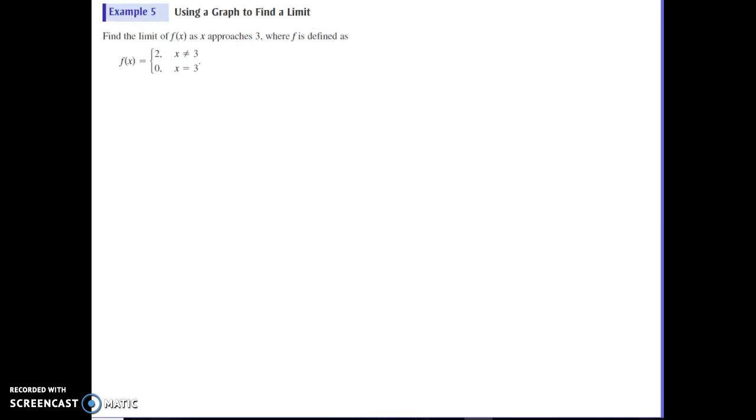Alright, now we're going to look at a graphical approach. So the first step is we're going to be graphing our function f of x. So f of x, here we have another piecewise function similar to what we had in our warm-ups. So I'm going to draw my x and y axes.